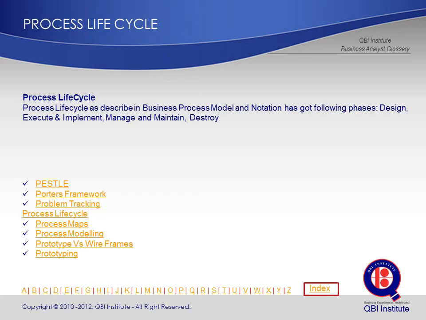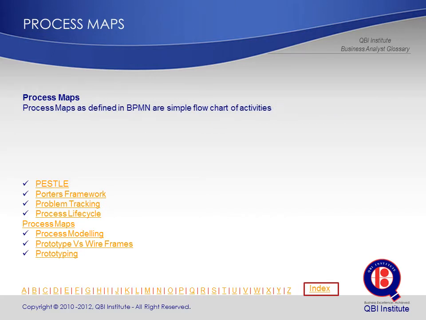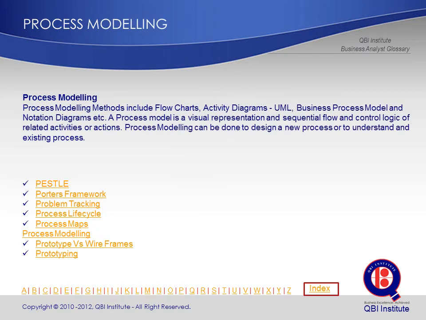Process life cycle. Process life cycle as described in business process model and notation has the following phases: design, execute and implement, manage and maintain, destroy. Process maps. Process maps as defined in BPMN are simple flow charts of activities. Process modeling. Process modeling methods include flowchart, activity diagrams, UML, business process model and notation diagrams, etc.